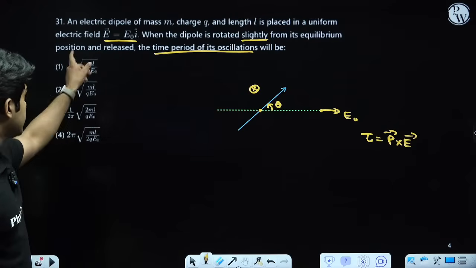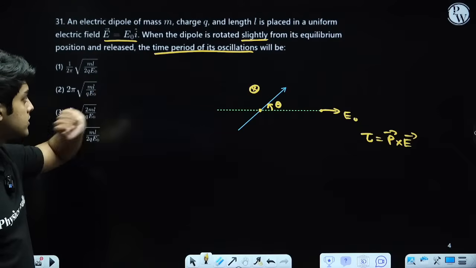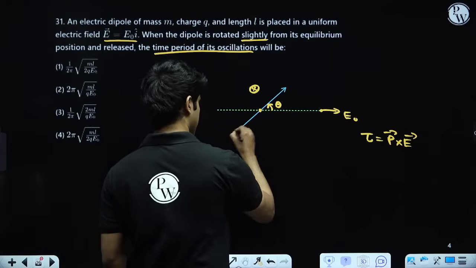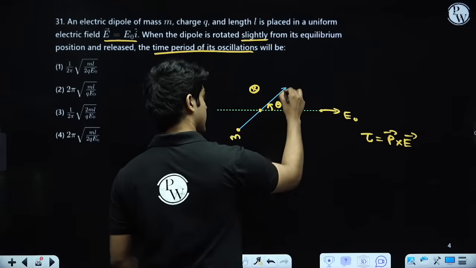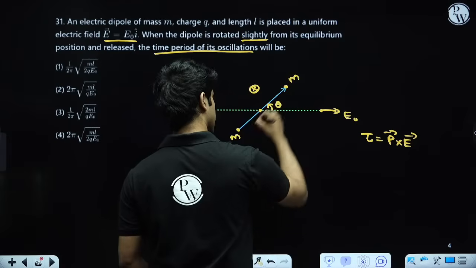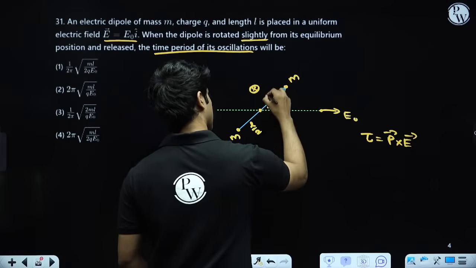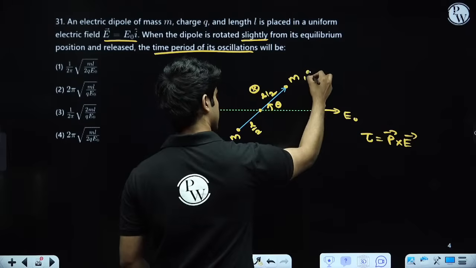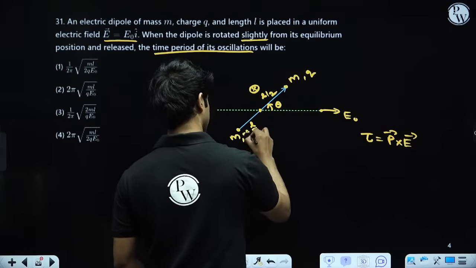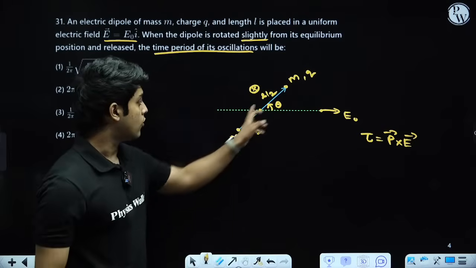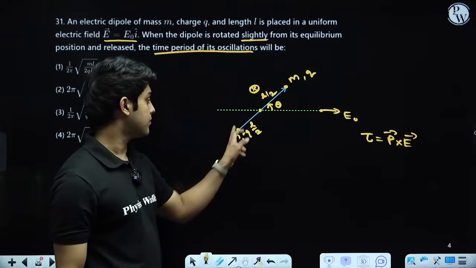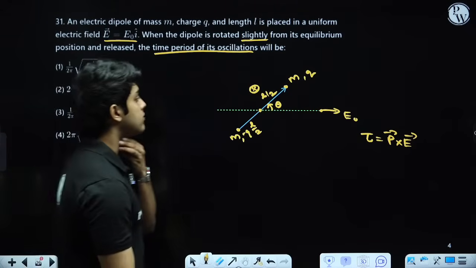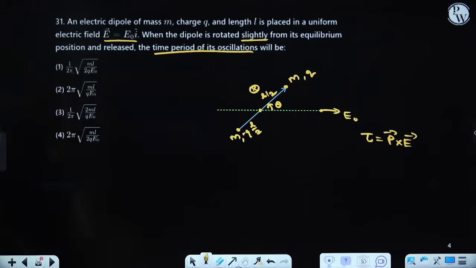Now it's also given the electric dipole mass is m, charge is q and length is L. Here they should have made it clear. So this dipole is modeled this way: we have the positive charge here and the negative charge here. The positive charge has mass m, the negative charge has mass m as well. This is how the dipole is modeled.